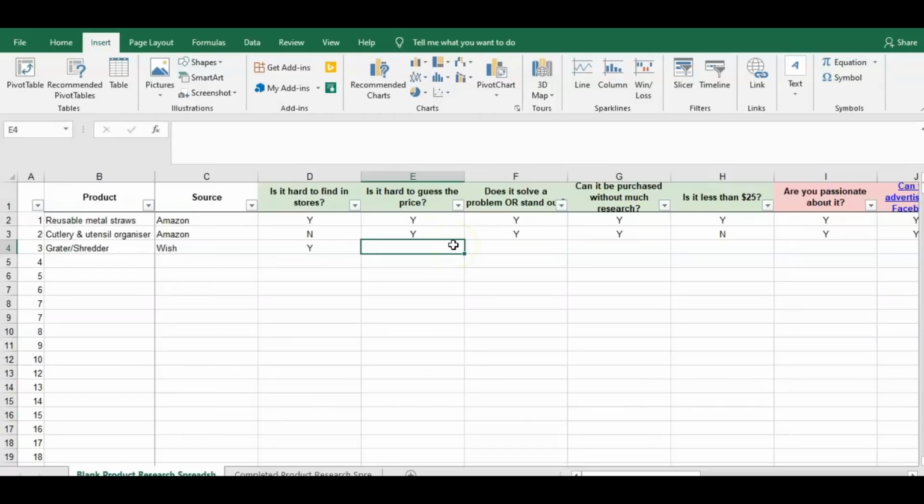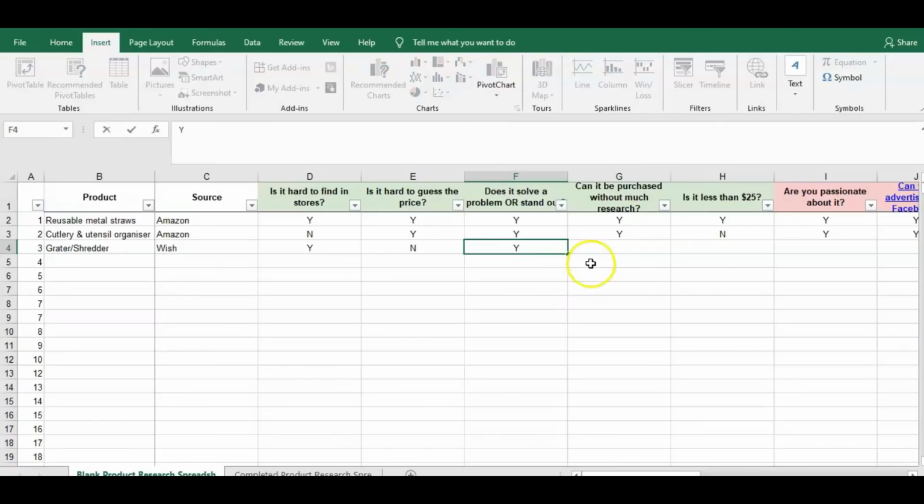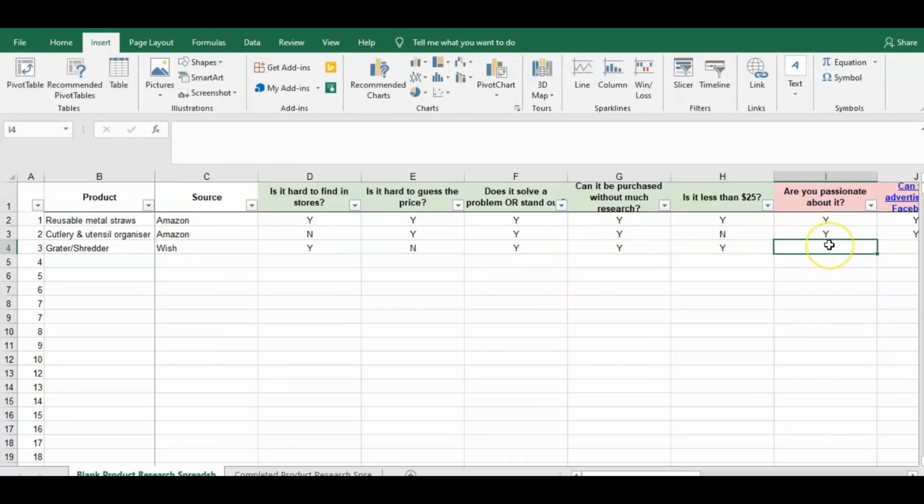Is it hard to guess the price? Well, I was close, wasn't I? So I would say it's maybe not that hard to guess the price. It does solve a problem. It can be purchased without much research, and it's less than 25. Again, these are the categories we're focusing mainly on.